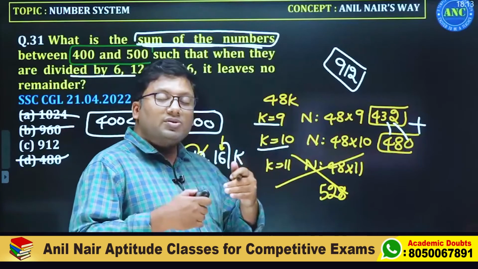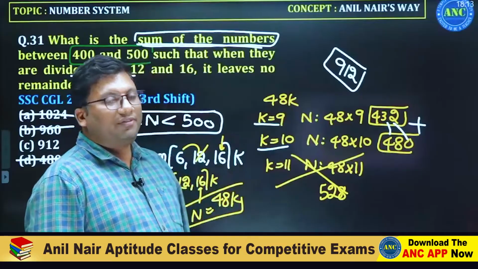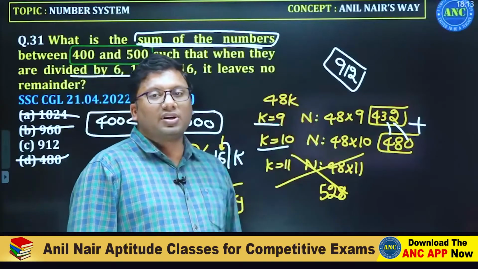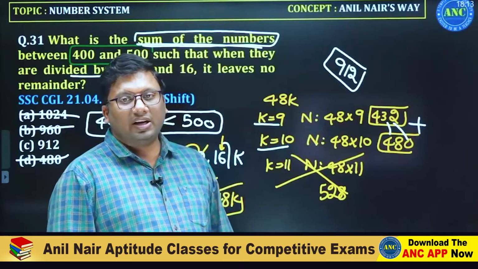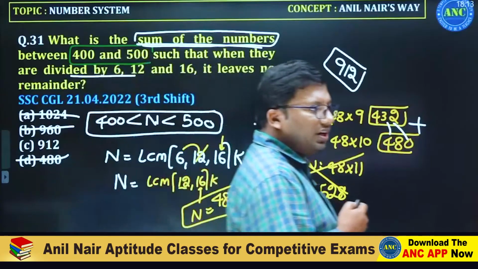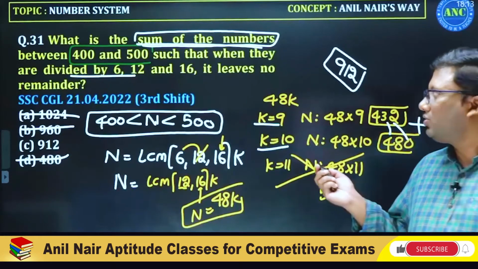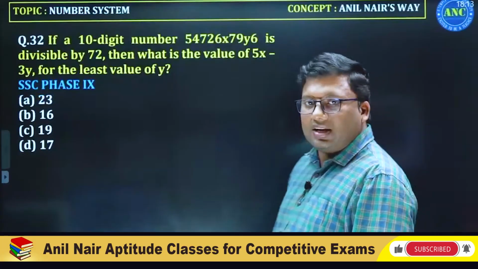I got the numbers which are lying from 400 to 500. I added both the numbers. 432 plus 480 is 912. I hope the idea is clear.